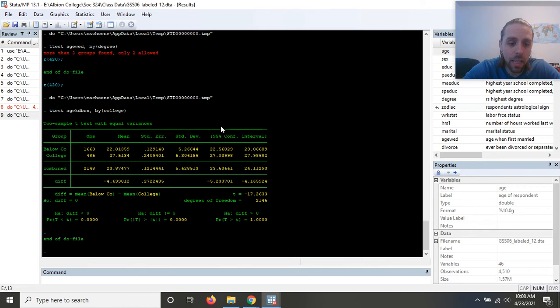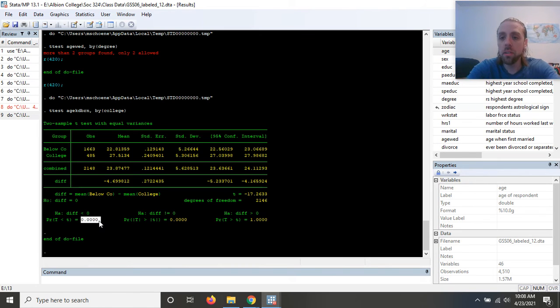And you can see the calculated T here is negative 17. It's a very high value of T. So because of the organization here, we are testing the hypothesis. This is the below college mean minus the college mean. Below college is X bar 1. College is X bar 2. So can we say with 95% confidence that those without a college degree have a lower age at first childbirth than those with a college degree?